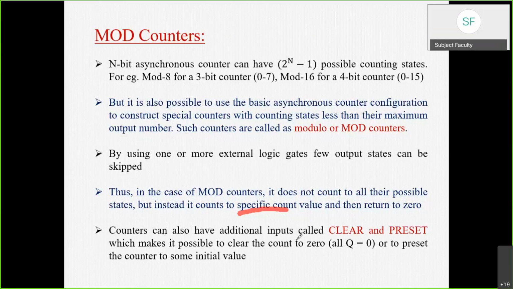Now counters again have some additional inputs such as clear and preset, which make it possible to clear the count to 0 or preset the counter to some initial value. In counters, we know that counters are nothing but a set of flip-flops connected serially, right? So every flip-flop will have two additional inputs. One will be clear and one will be preset. We have not discussed these inputs so far because these are kind of special inputs.